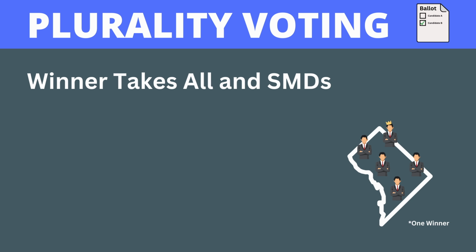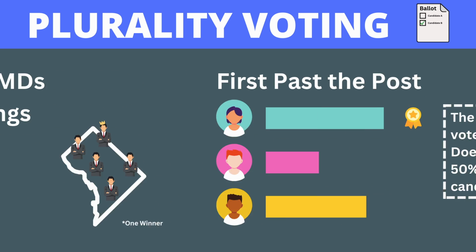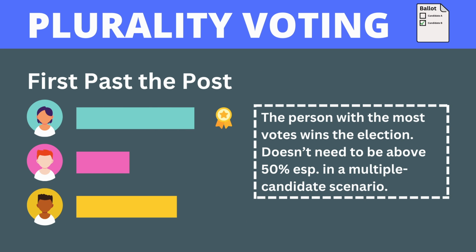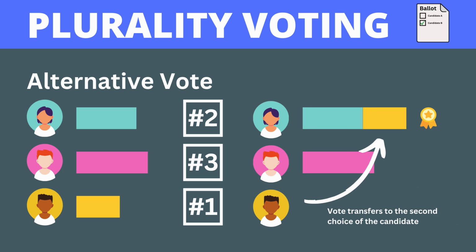Let's take a look at our first system, the plurality or majoritarian system. This system emphasizes the winner-takes-all gimmick and utilizes SMDs. There are 3 types of methods of voting within the plurality system: first past the post, alternative vote, and the 2-round system. In FPTP, the person with the most votes wins the election. In the alternative vote, which is also known as preferential voting, voters rank their candidates from favorite to least favorite, and the votes are counted from the favorites. In order to avoid wasting votes, candidates that are clearly out of the game are transferred to the next candidate, thereby trying to satisfy all voters with their ranked choices.